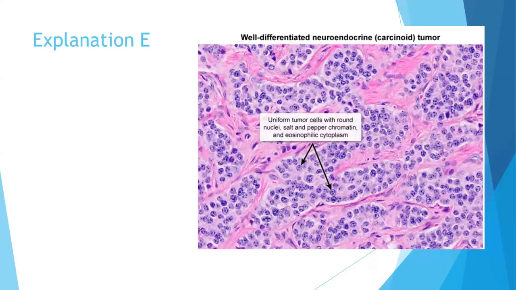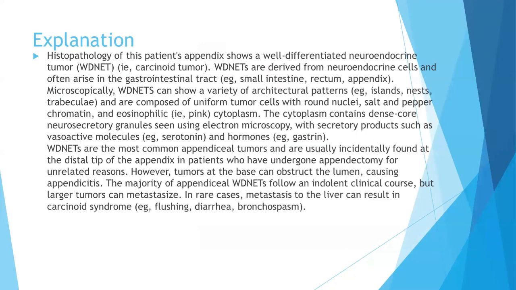Now, this is a well-differentiated neuroendocrine carcinoid tumor. So we can see uniform tumor cells with round nuclei, salt and pepper chromatin structure, and eosinophilic cytoplasm. So histopathology of the patient's appendix shows a well-differentiated neuroendocrine tumor, that's carcinoid tumor, which is derived from neuroendocrine cells and often arises in the gastrointestinal tract.